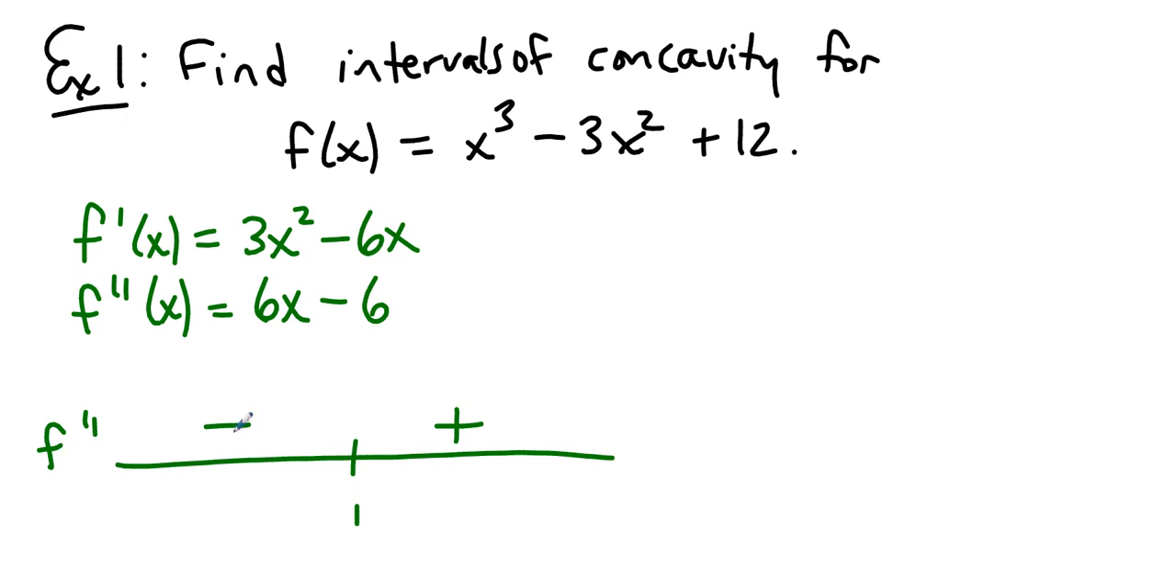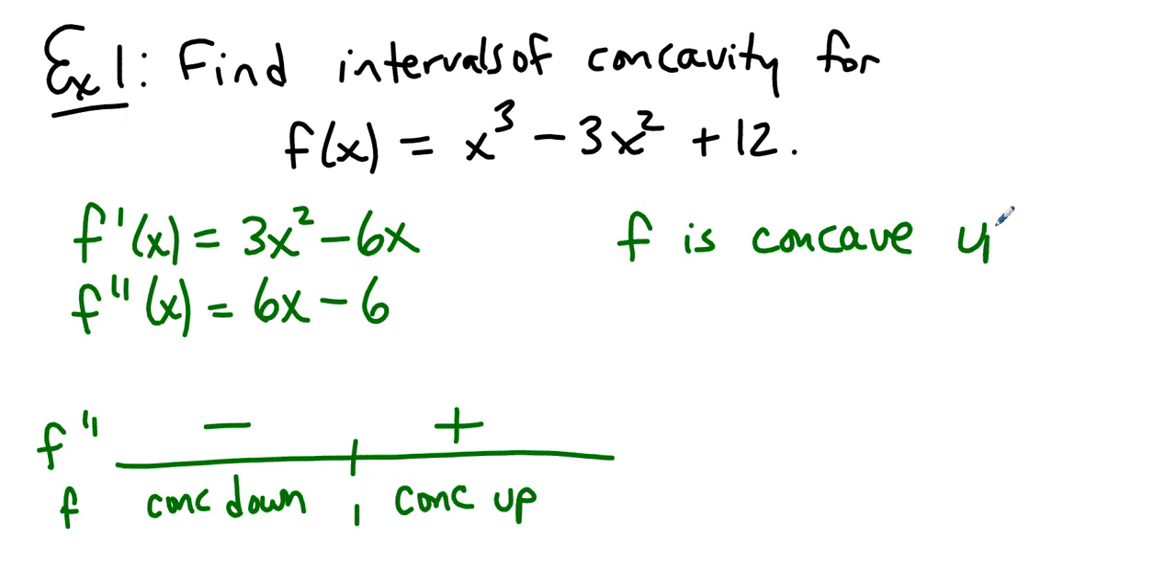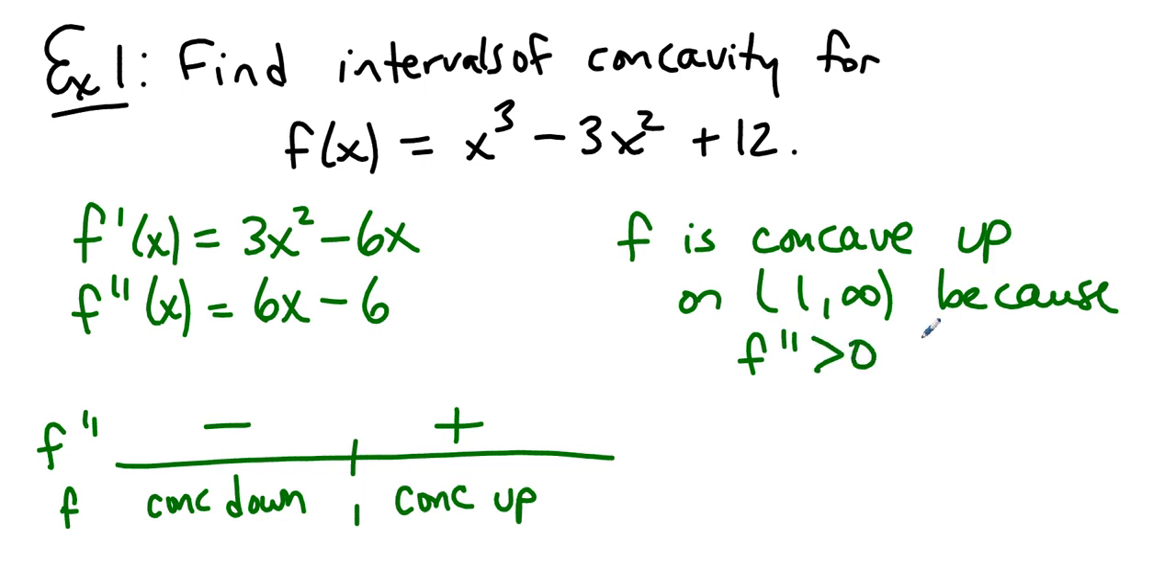So if f double prime is negative, f is concave down. And if f double prime is positive, f is concave up. So we would say that f is concave up on 1 to infinity because f double prime is positive there. Similarly, we would say f is concave down on negative infinity to 1 because f double prime is negative there. So, let's do something else first.